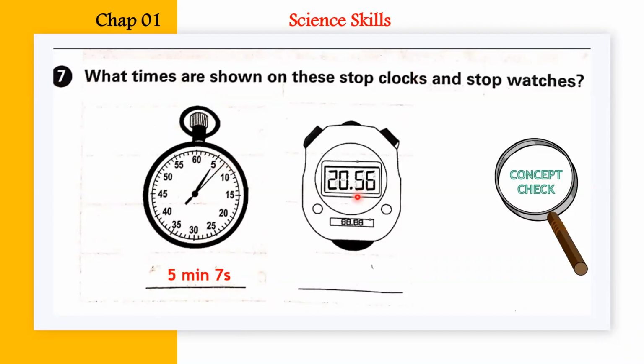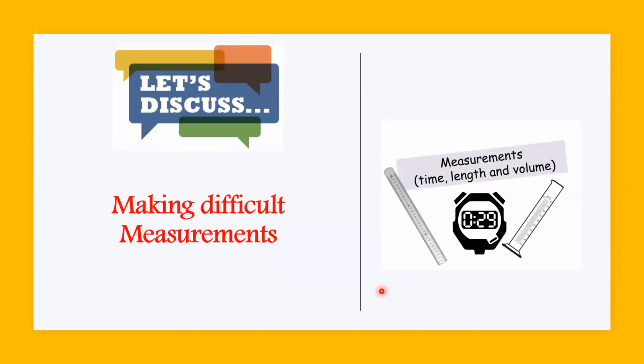Now this is a digital one, the second one: 20 minutes and 56 seconds. Very good, very nice. In the first one, 5 minutes and 7 seconds, and in the second one, 20 minutes and 56 seconds were there. Now come towards the difficult measurements.